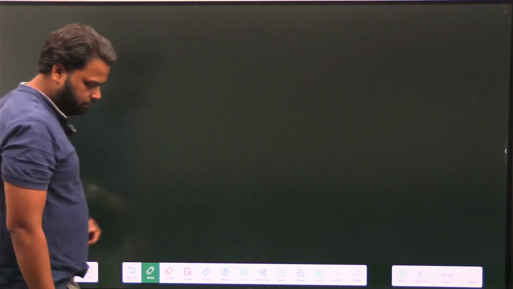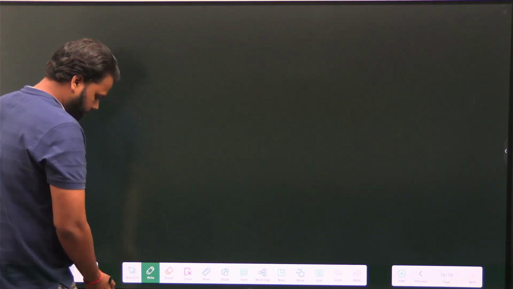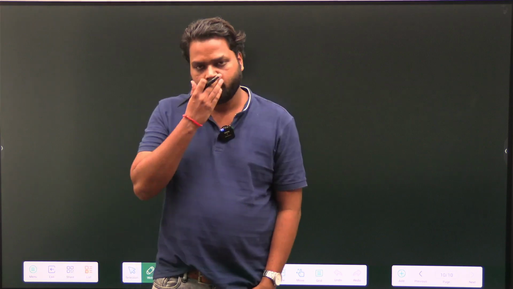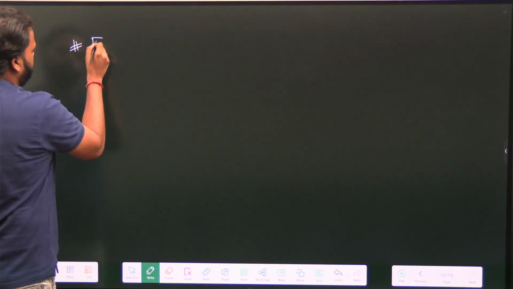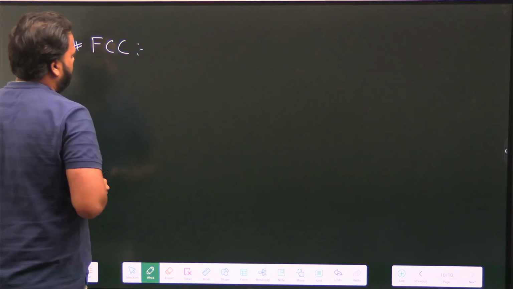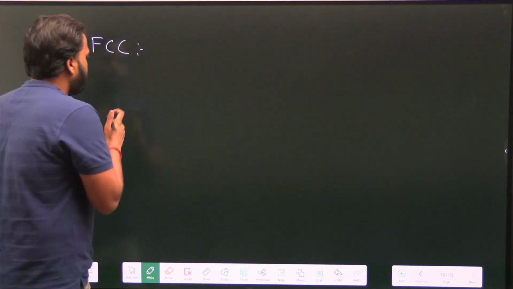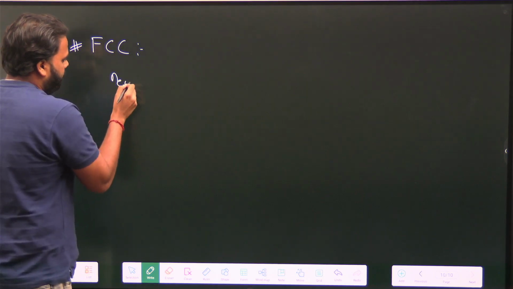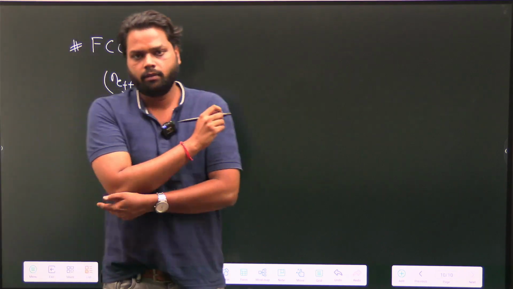Recording in progress. Now it's okay? Okay. So, first of all, I will discuss the first FCC structure. Let's look at the FCC lattice. What are the conditions? And then we will move further. Okay. So, for the FCC, what is the N effective for the FCC? What is N effective here? N effective is 4. Okay. Clear?